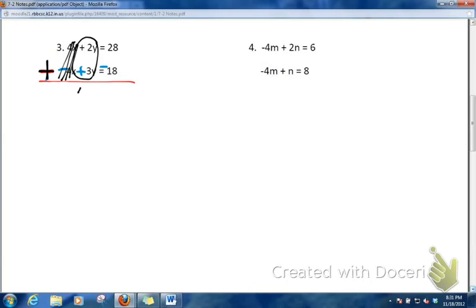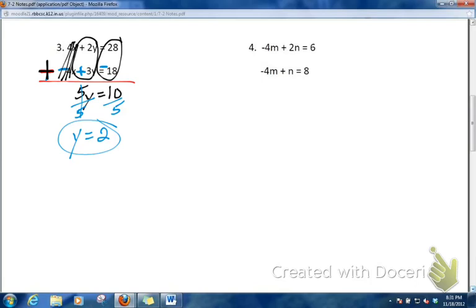2y plus 3y is 5y. And 28 minus 18 is 10. So you got 5y equals 10. Should be pretty simple to solve. Divide both sides by 5. Y equals 2. Good. So you have your one answer. You have your y part.